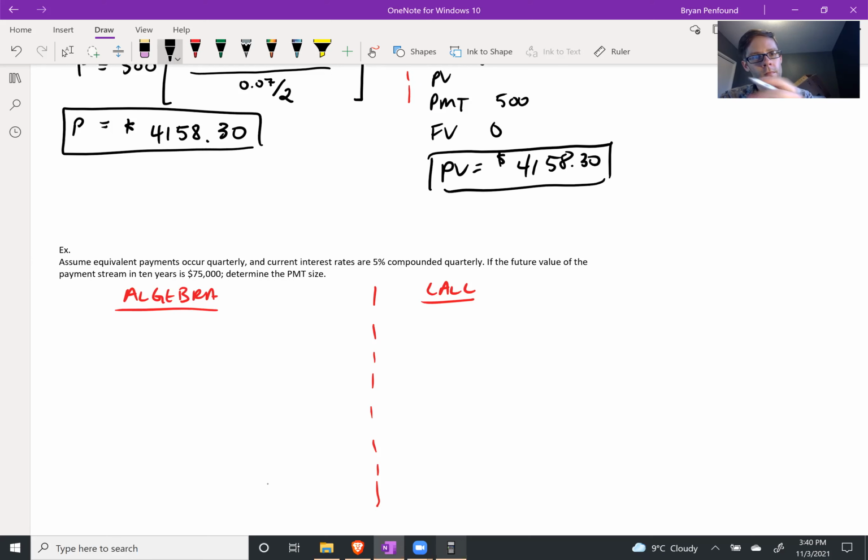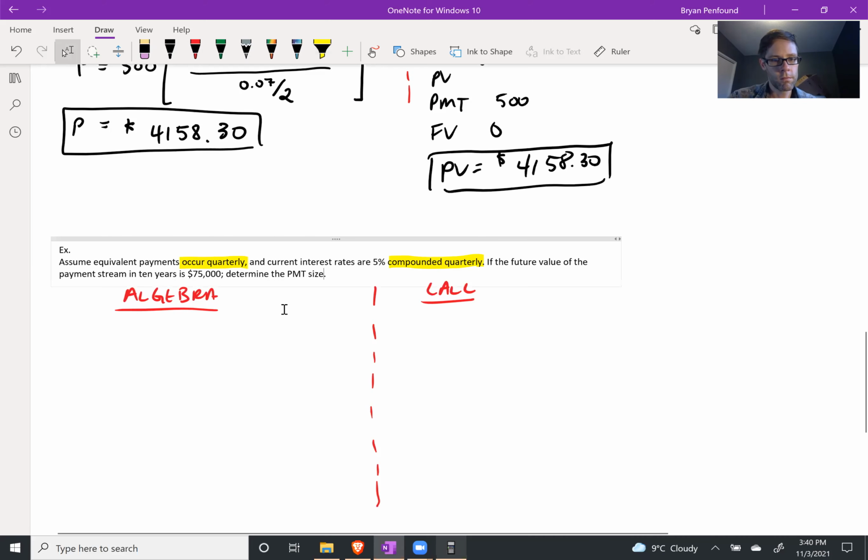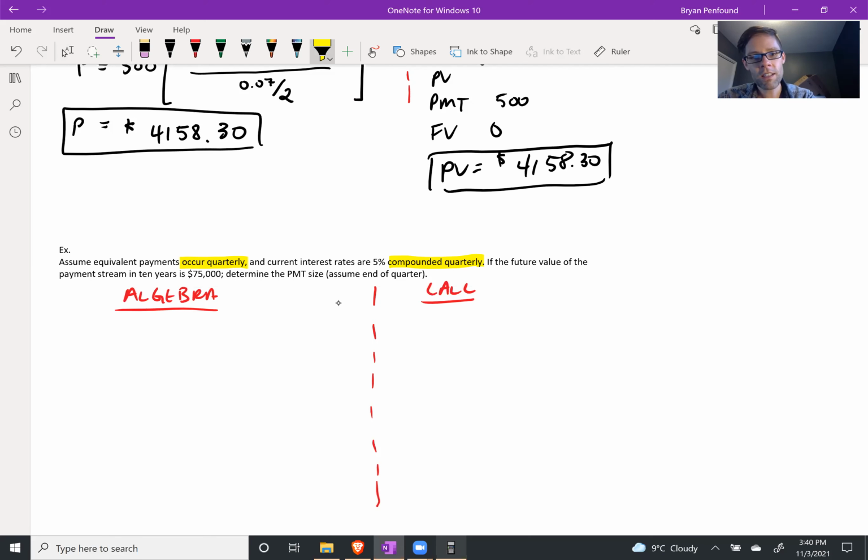Okay, I'm going to highlight the important terms and we'll try to figure out what kind of annuity we're working with. Even I don't know if it's going to be an ordinary annuity or an annuity due without some more information. So let's just assume that it's end of quarter so that we know it's going to be ordinary.